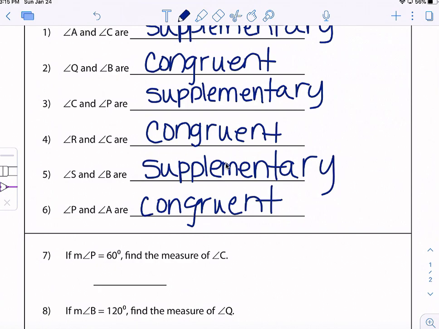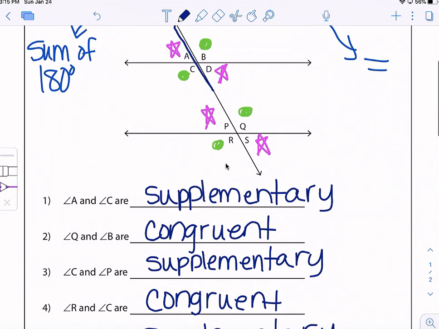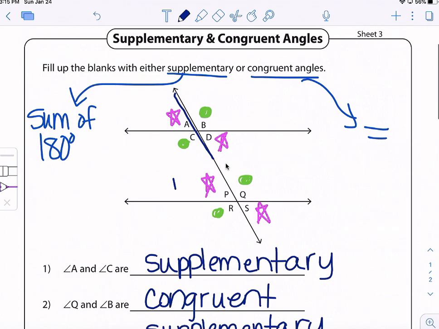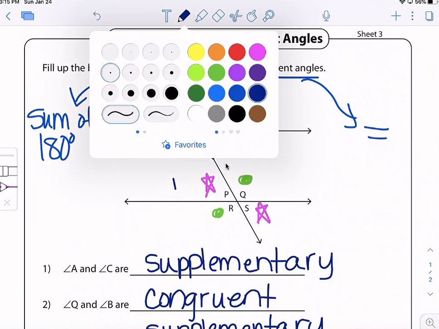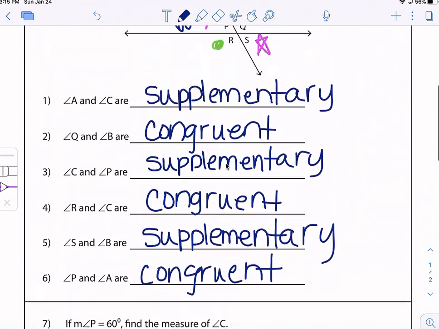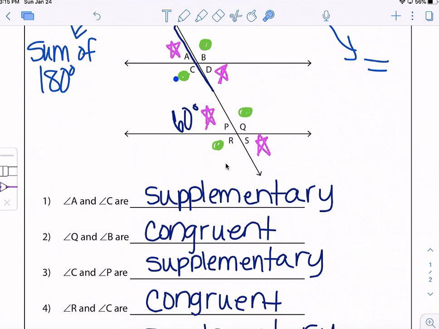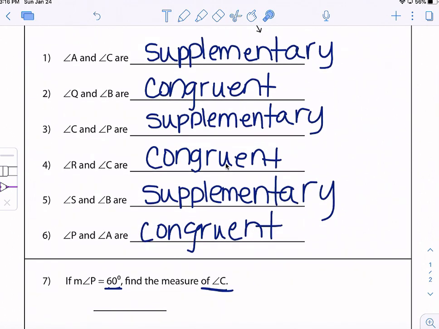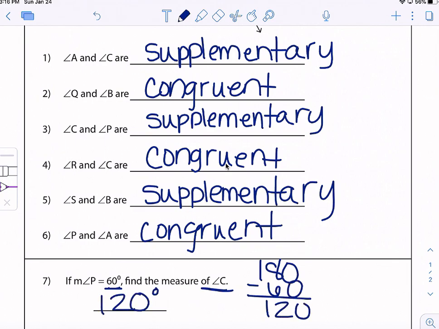Okay, and then we can answer some questions. If angle P is 60 degrees, find the measure of angle C. So I'm just going to label this 60 degrees. We're going to find angle C. Well, P and C are supplementary. They're same side interior. So to find angle C, we're going to do 180 minus 60, which would be 120 degrees. So angle C would be 120 degrees.